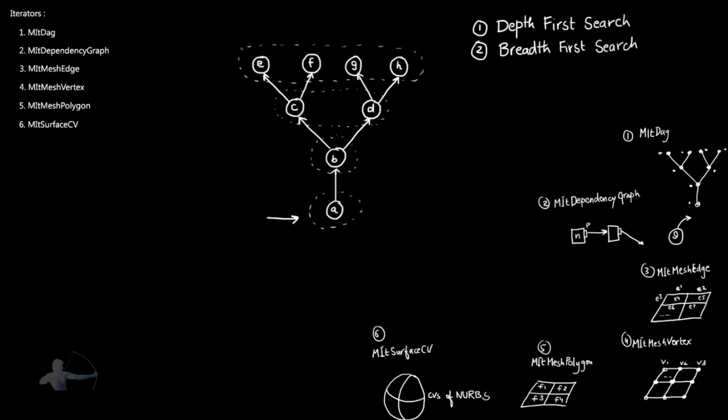So the traversing would be A to B, C, D, E, F, G, and H. So now we understand what is depth first search and breadth first search. So we will go back to our code and continue writing it.